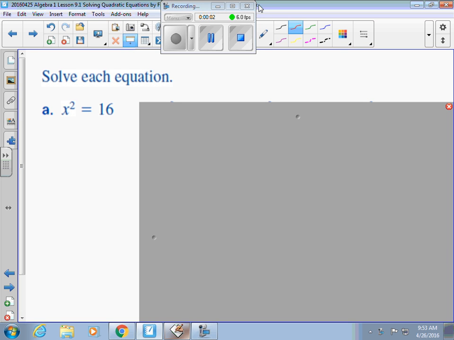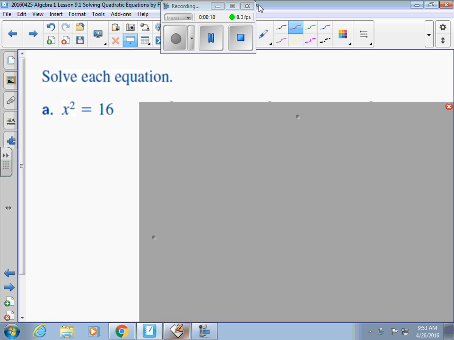This is Algebra 1, Lesson 9.1, Part 2, where we're solving radical equations. Part 2, after example number 3, we have these few problems to do on the back. So everybody copy this one down right here.